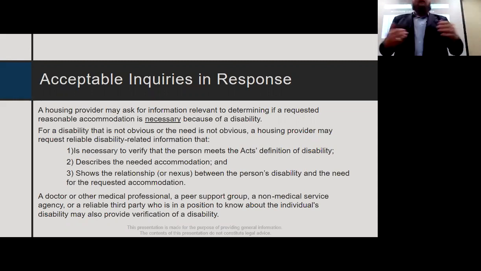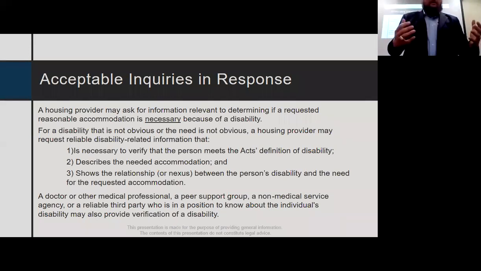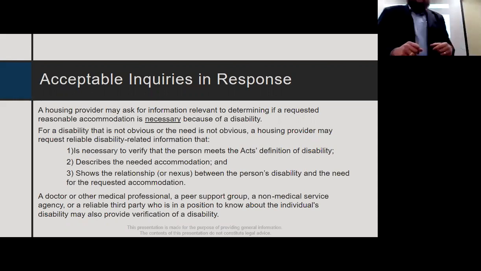If someone says, hey, I need to get the trash out. Okay, well, is that a daily thing? Is that just when the trash comes at the end of the week? What are you trying to get, so we can really get down and ascertain what accommodation you need? And then you can request more information to determine that nexus, because again, the accommodation is what is necessary. So is the accommodation going to be necessary? And is there a nexus between their disability and the need that you're trying to establish?